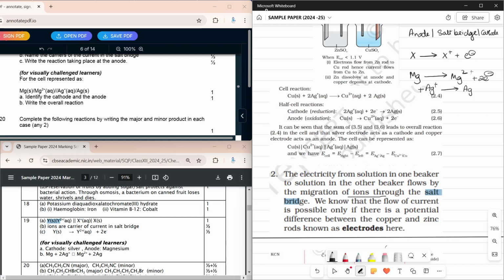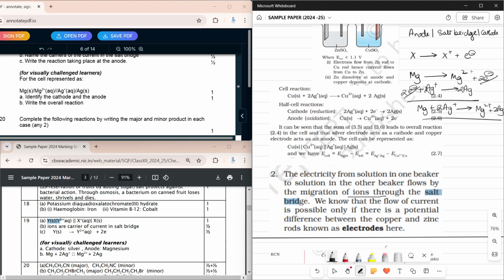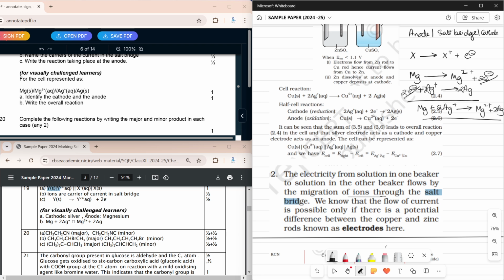Ag plus an electron gives rise to... So you have to have 2 and 2. And so you'll be getting Mg plus 2Ag+ gives rise to Mg2+ plus 2Ag. And the two electrons can get cancelled. So that's why you have this as the answer for this question. And this is from the chapter electrochemistry.